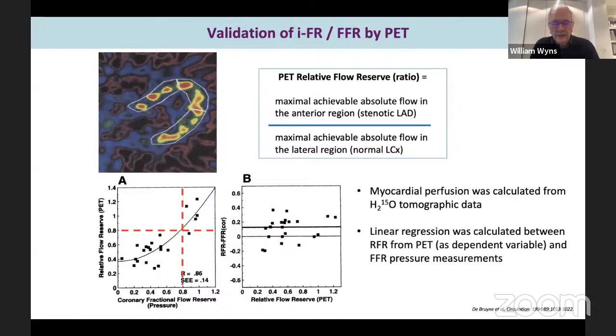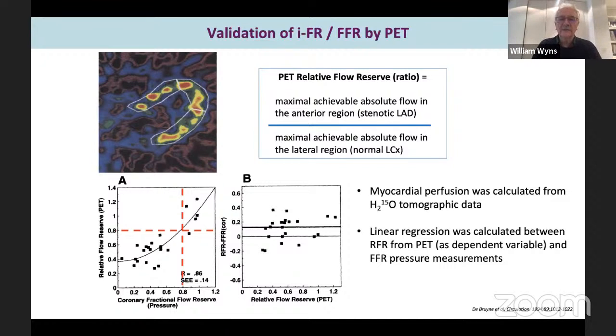This is an old one. It's the very first one. And the way we try to solve the issue is as follows. We measure, these are all patients with LAD stenosis. Their FFR values are on the A box, okay, with the threshold. So the vertical axis is the relative flow reserve from PET.